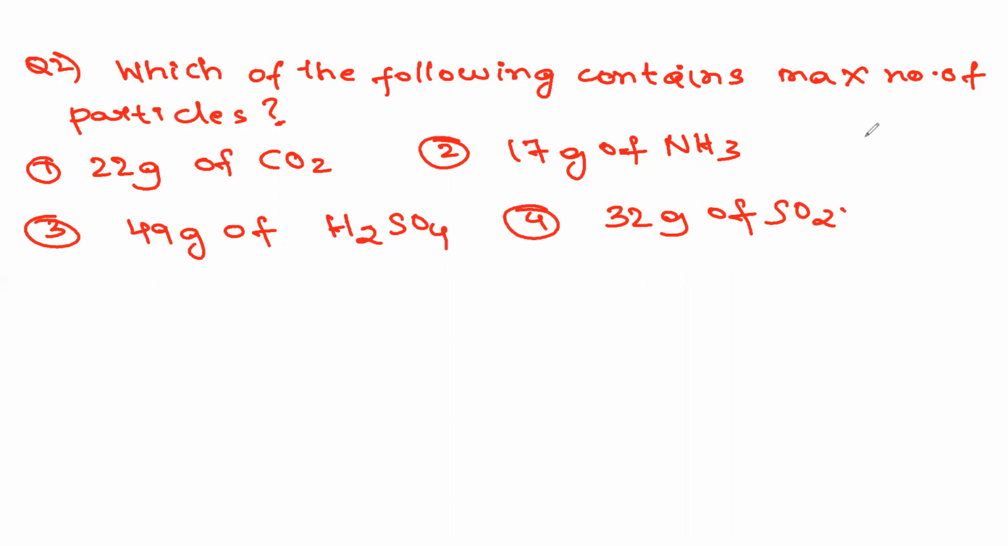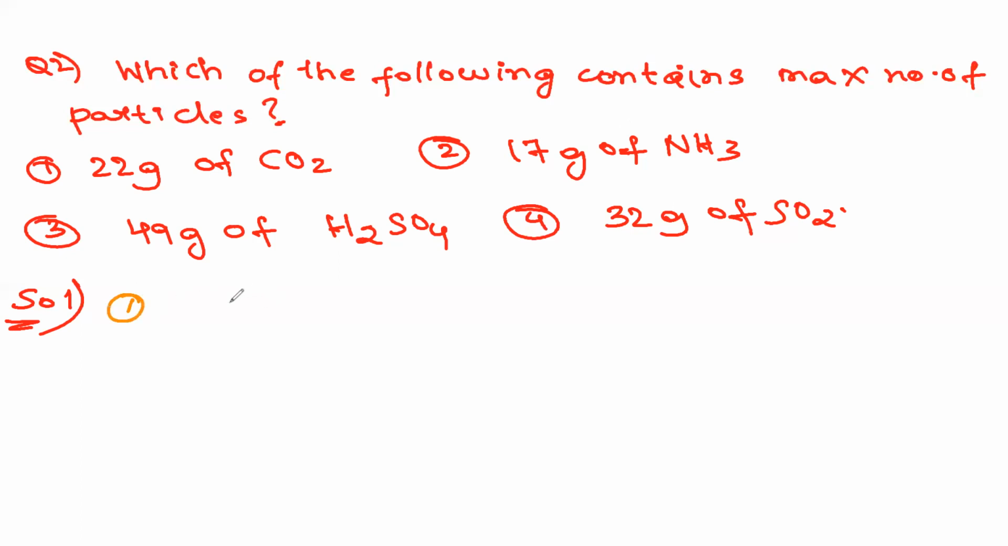So how to solve this type of questions? First, we need to convert the given weight into number of moles as well as number of particles. So I'm solving the first option, you can just see. Take 22 grams of carbon dioxide. The one which contains the maximum number of moles is the answer.